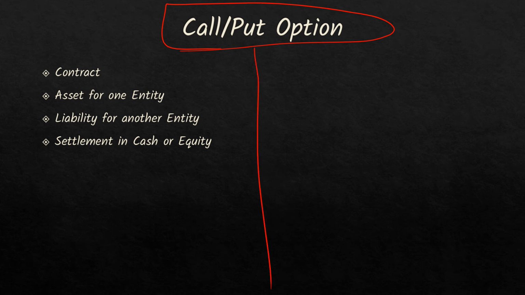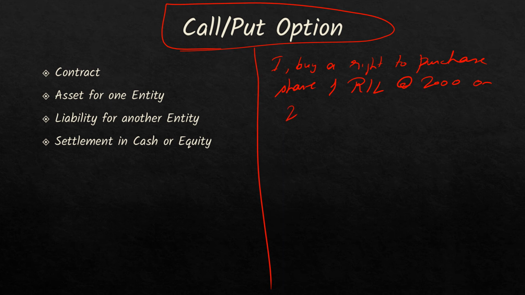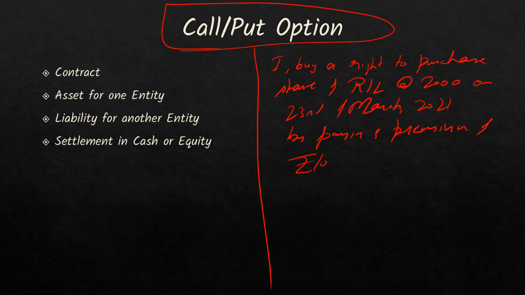Let me write a statement of a call option. So I buy a right to purchase shares of RIL at the rate of 2000 on 23rd of March 2021 by paying a premium of rupees 100.